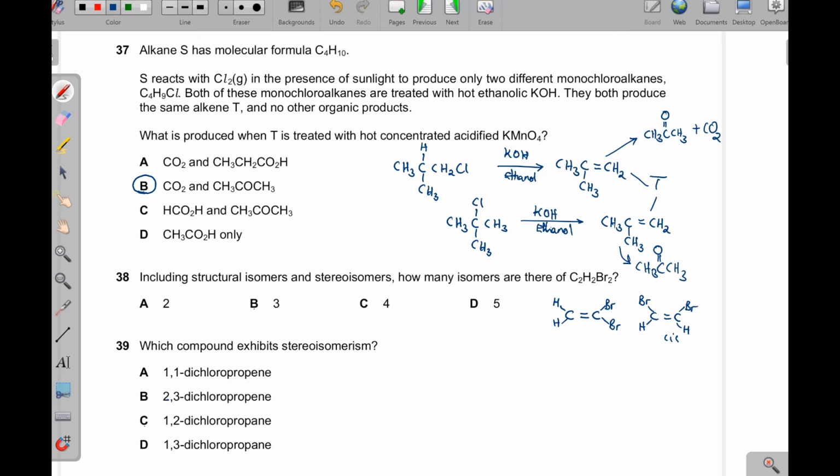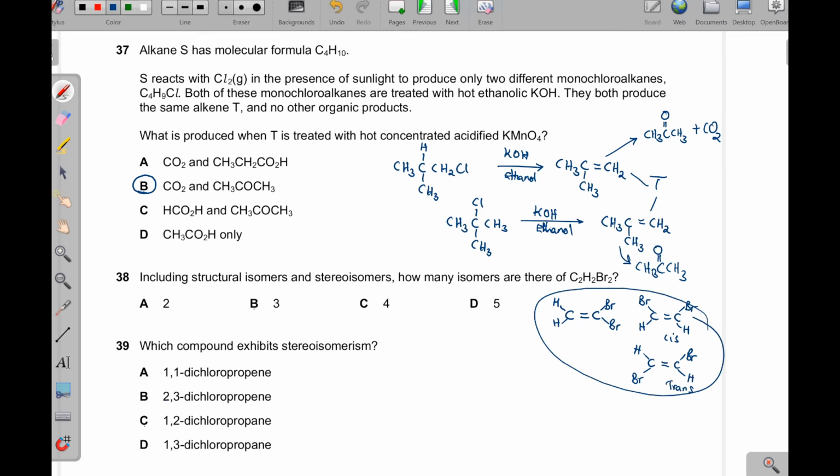So this one is the cis because these ones are on the same side. Okay, same line. And then we can also have the trans. Bromine is here, and then it's also here, then hydrogen this way, and then here. So this one is going to be the trans isomer. So how many are there? There are 3. So our answer is going to be B.